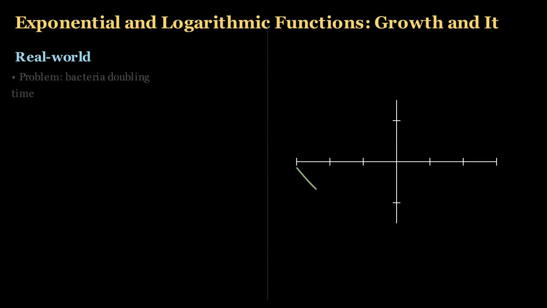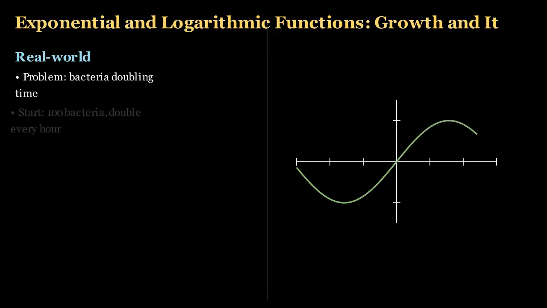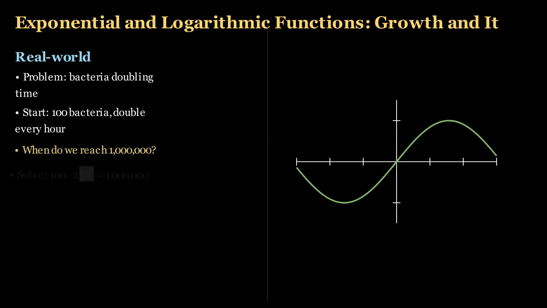We can compute this. 2 to the 10 is 1024, and 2 to the 14 is 16,384. So 10,000 is between them. Using a calculator, log base 2 of 10,000 is about 13.29. So it takes about 13.3 hours to reach 1 million bacteria.